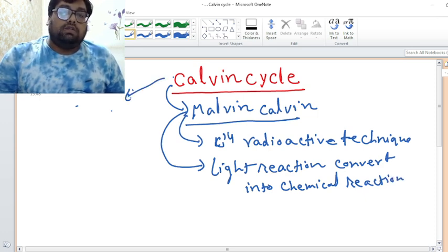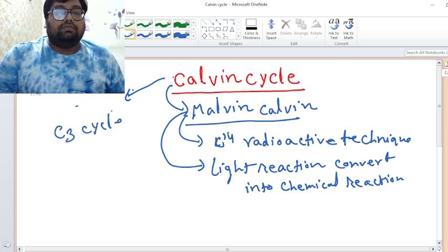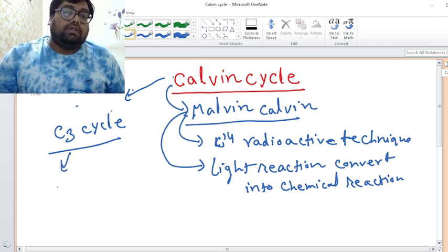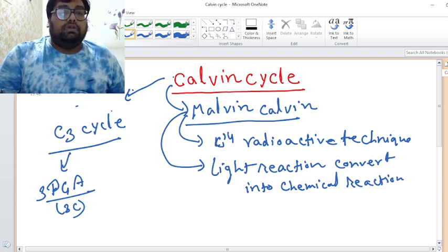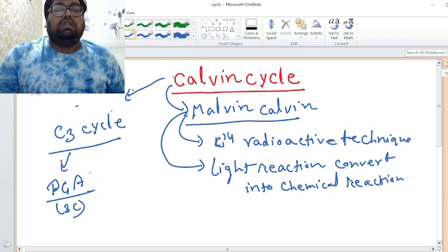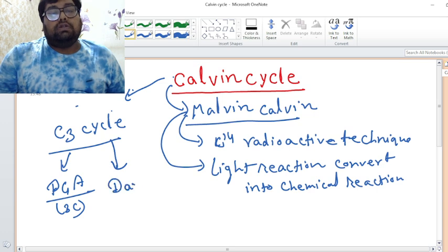The Calvin cycle is also known as the C3 cycle. Why do we call the Calvin cycle the C3 cycle? Because after carbon fixation, the first stable product is a three carbon compound, that is 3-phosphoglyceric acid, 3 PGA, which contains three carbons. That's why we call it the C3 cycle. The C3 cycle is also known as the dark reaction.